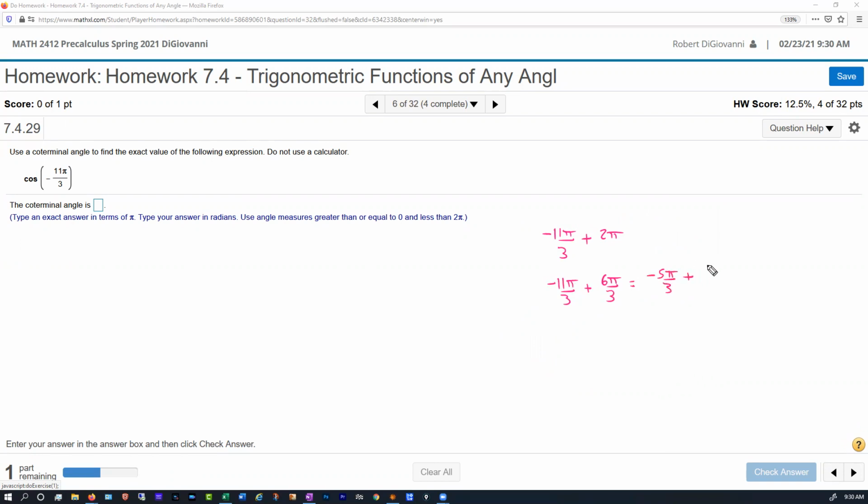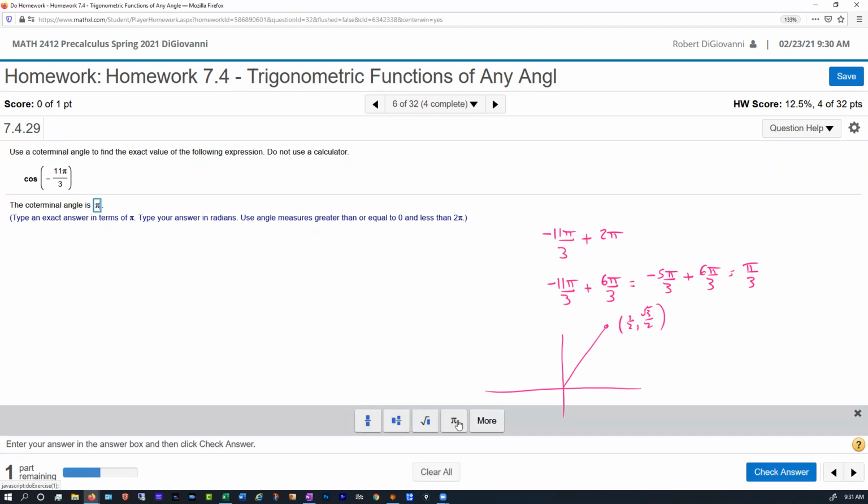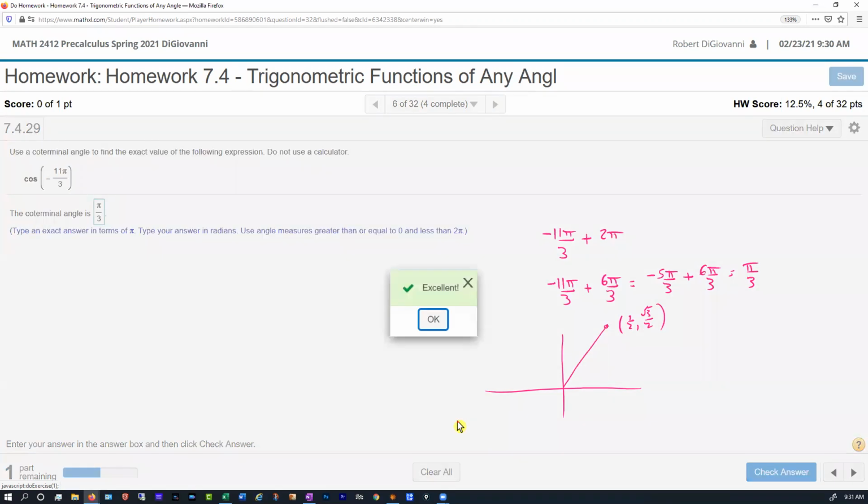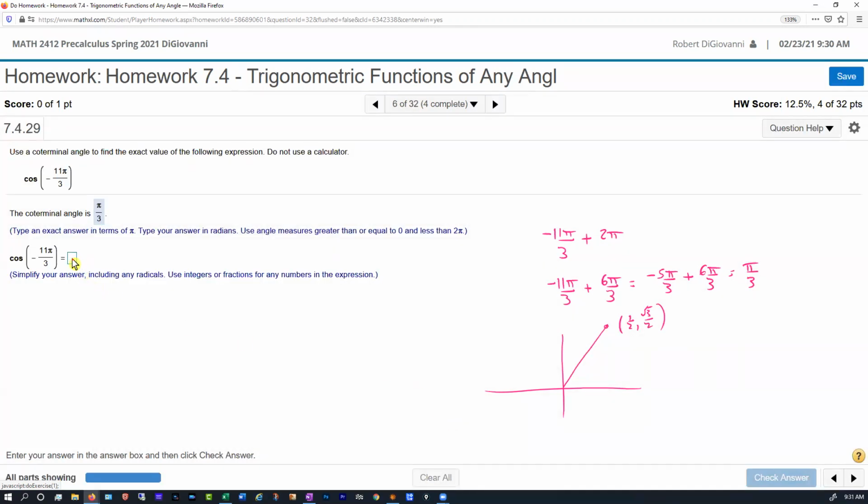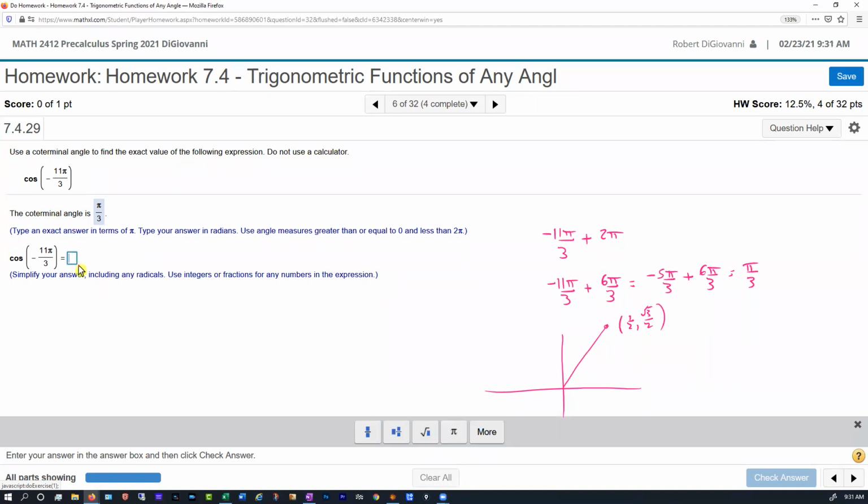Let me do it again. Let me add a full revolution again, 6 pi/3, and I'm just going to get pi/3. So pi/3 would be a coterminal angle, and that's here, and that's 1/2, √3/2. So coterminal angle is pi/3. And cosine of that would be the x coordinate, so it's 1/2.